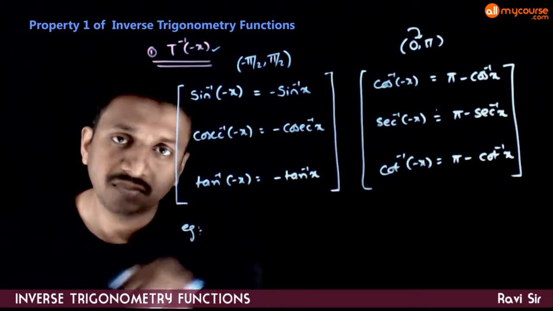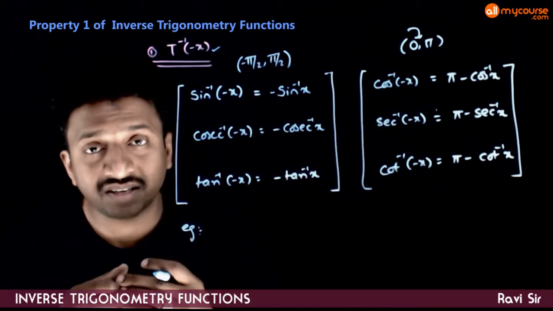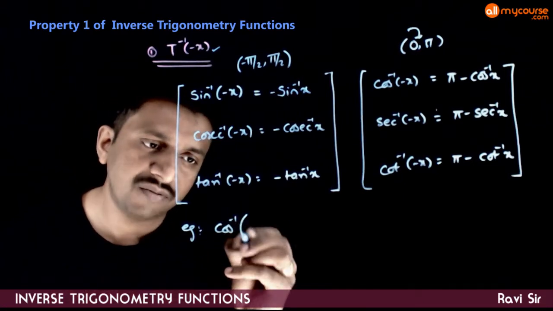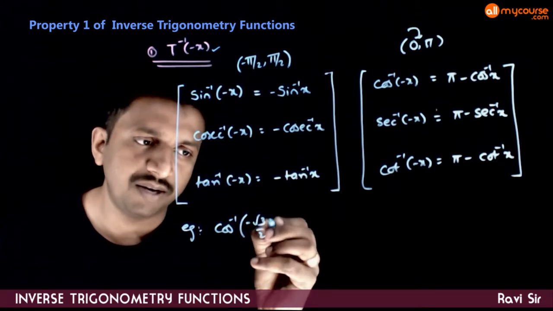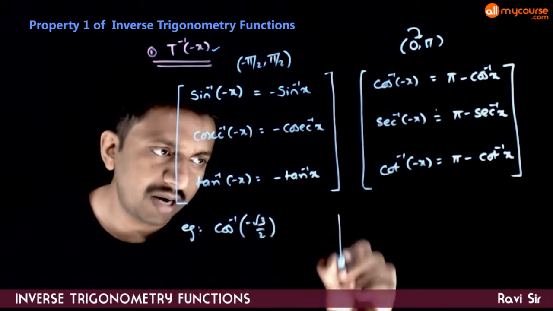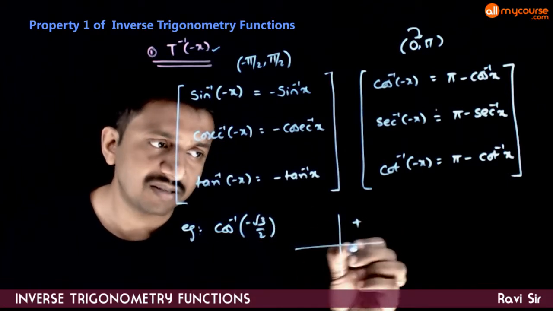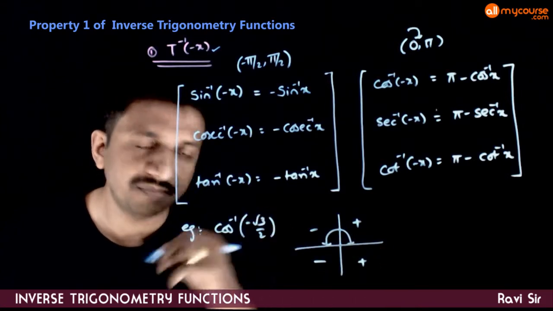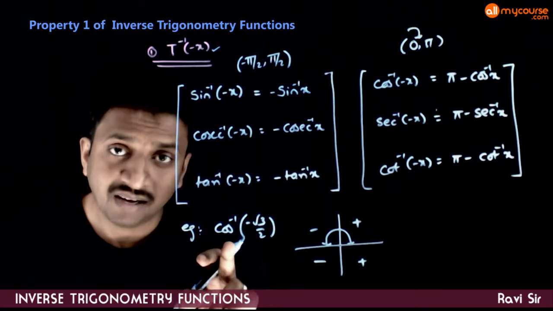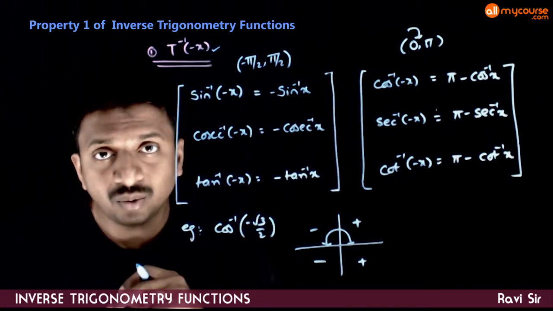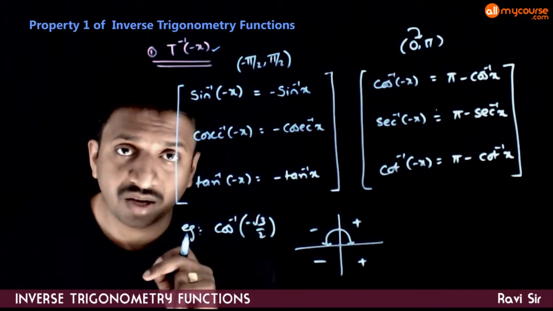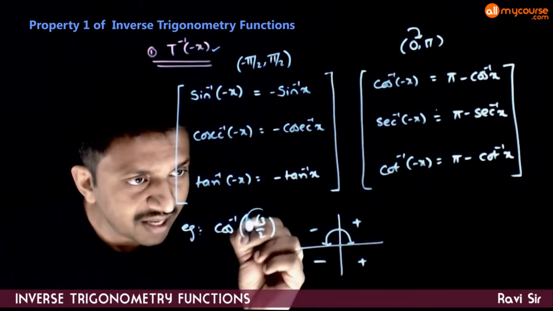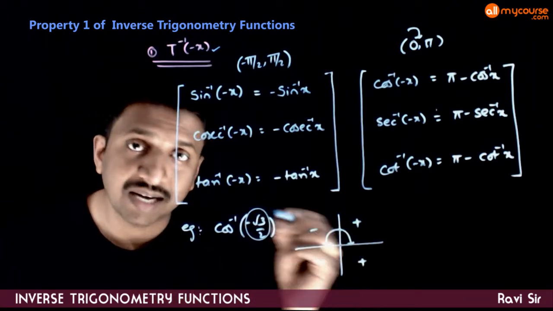For example, we have already seen this when we discussed the topic values of inverse trigonometric functions. For example, if you have cos inverse of minus root 3 by 2, if you draw the quadrant diagram for cos inverse, plus, plus, minus, minus, and the range of cos inverse is 0 to pi. So you need to find an angle whose cos is minus root 3 by 2, which lies in the range 0 to pi. Obviously this number is a negative number, so you get an angle in the second quadrant.